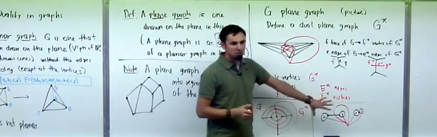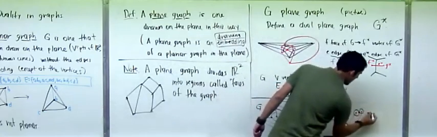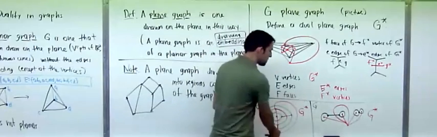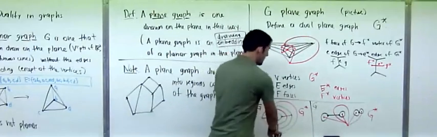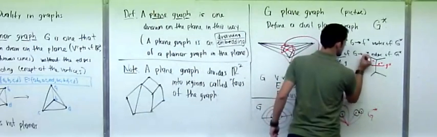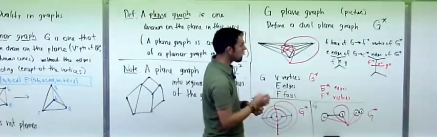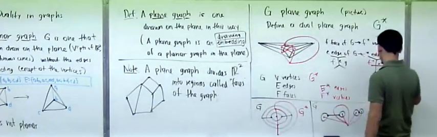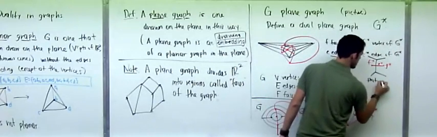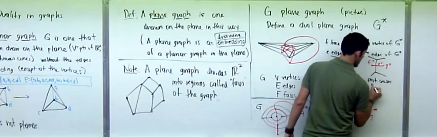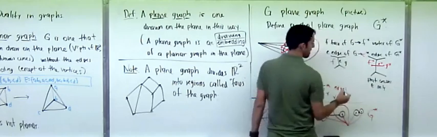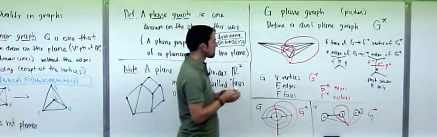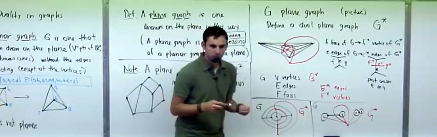Okay. Stare at these pictures for a while if they don't make sense right away. But this is what you have to do. Okay? Now, the one thing I'll say is that this E star is an edge of G star that crosses only E. Okay. So this is my definition to go from a graph to its dual. Okay.